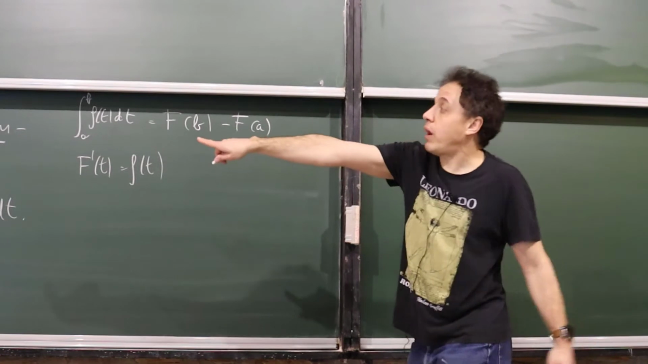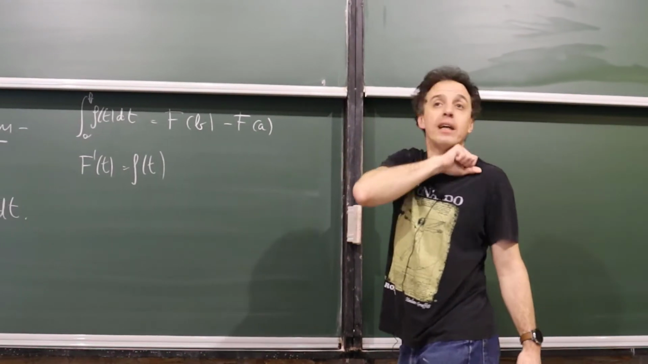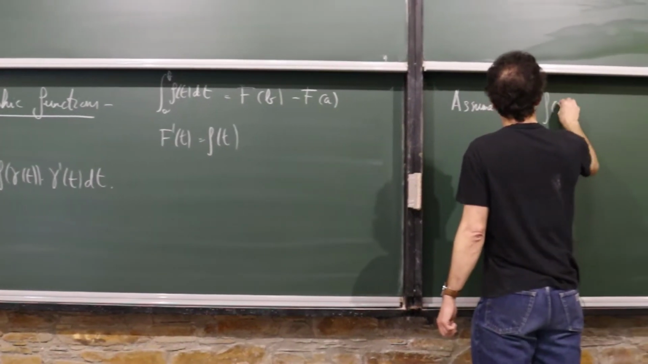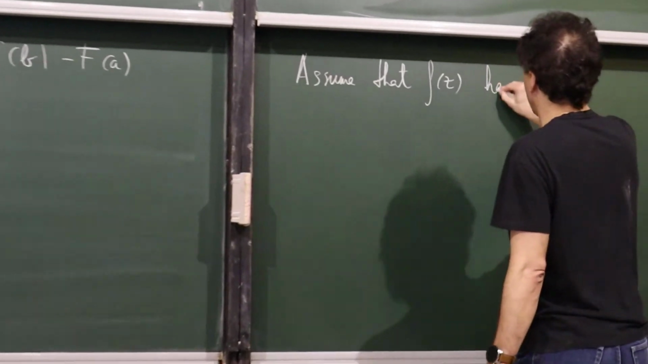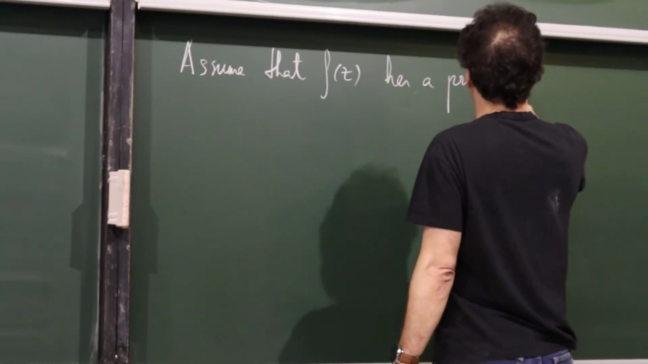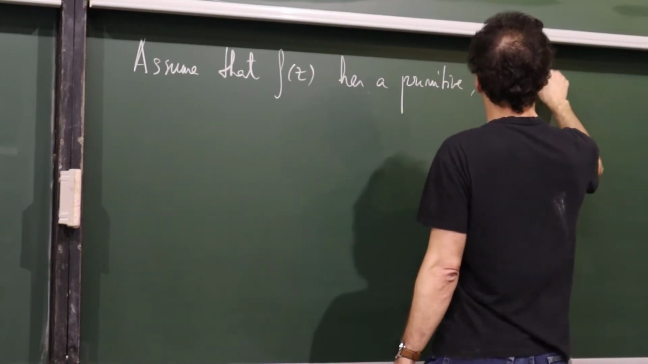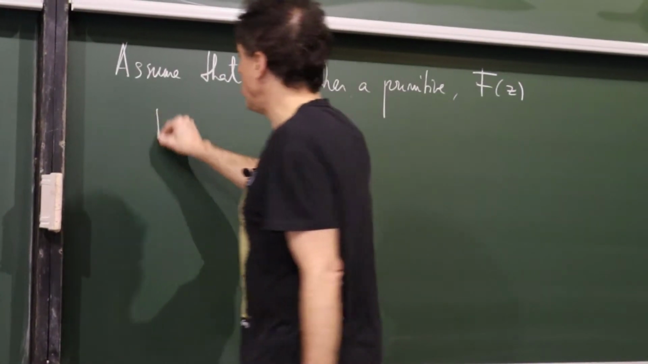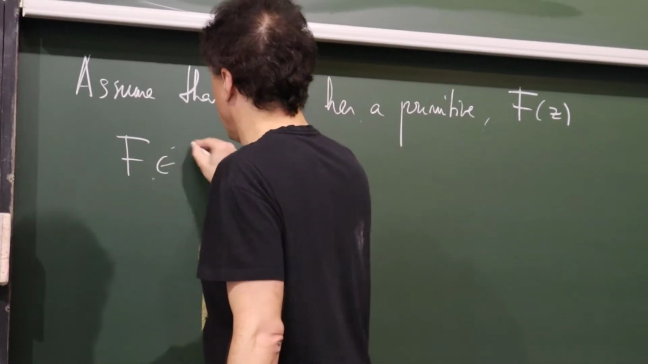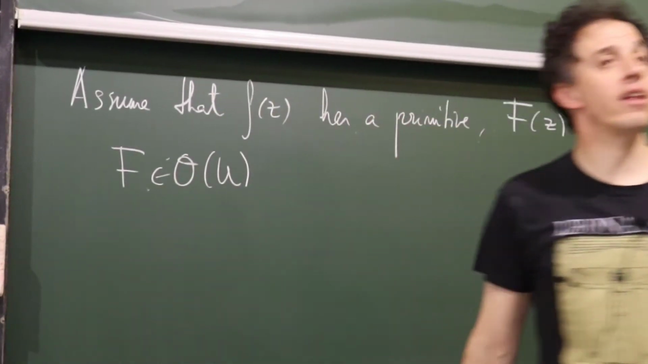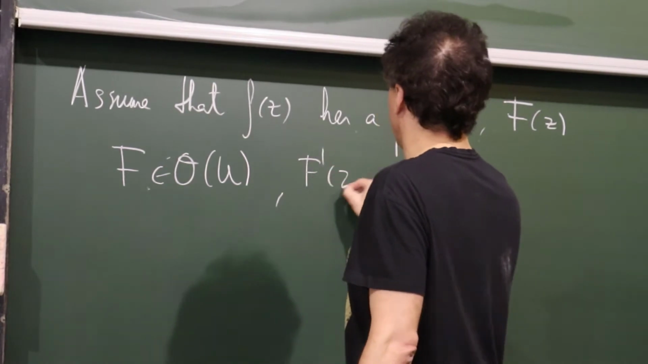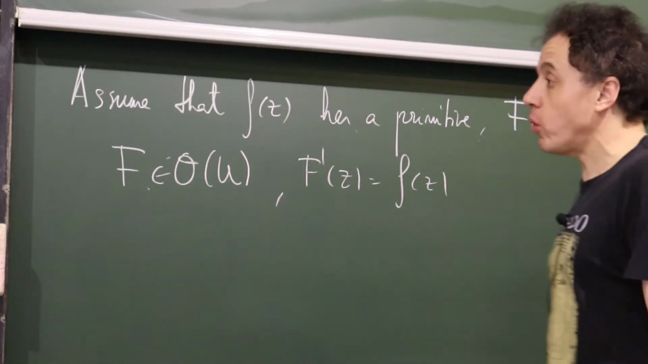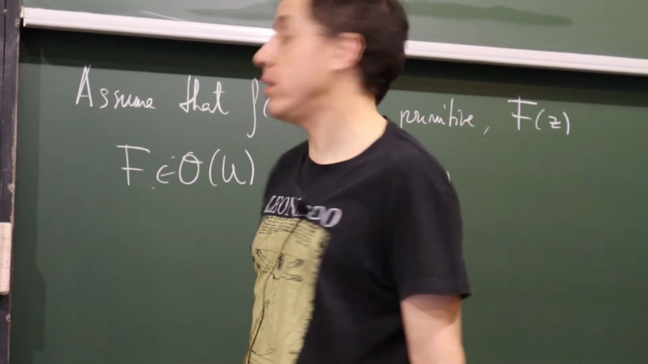So assume you have your continuous function f of z that has a primitive. I mean, primitive would be, in this context, a function big F holomorphic in U such that the derivative is the function small f. Okay? Assume you have a primitive. So you're going to compute the integral.